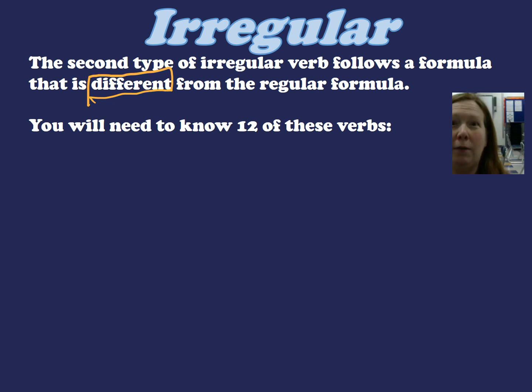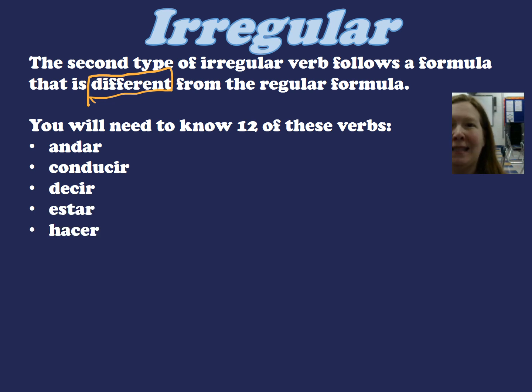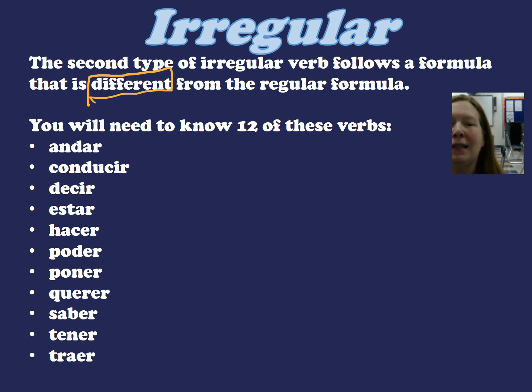You will need to know 12 of these verbs that are irregular. So the first thing we're going to go through is which verbs they are and also what they mean in the present tense and also in the pretérito. Because if you don't know what they mean, it's really rather useless to talk about how to conjugate them. Andar, conducir, decir, estar, hacer, poder, poner, querer, saber, tener, traer, and venir. All of these verbs should be familiar to you, but in case you've forgotten what a couple of them mean, let's go over that.